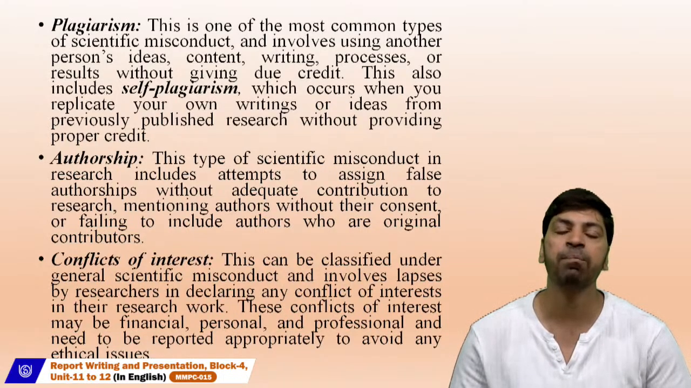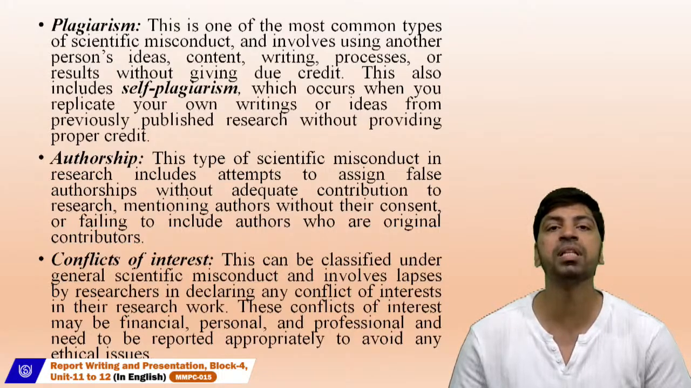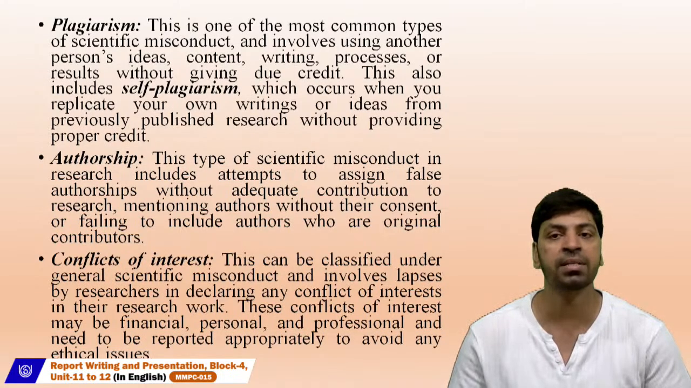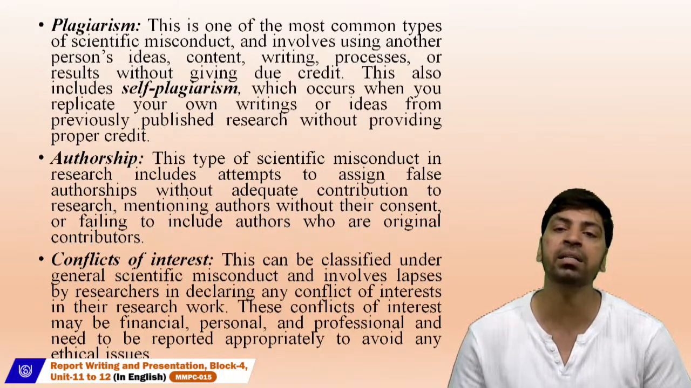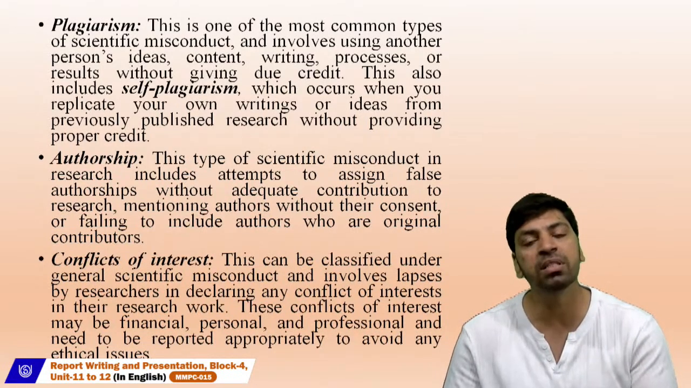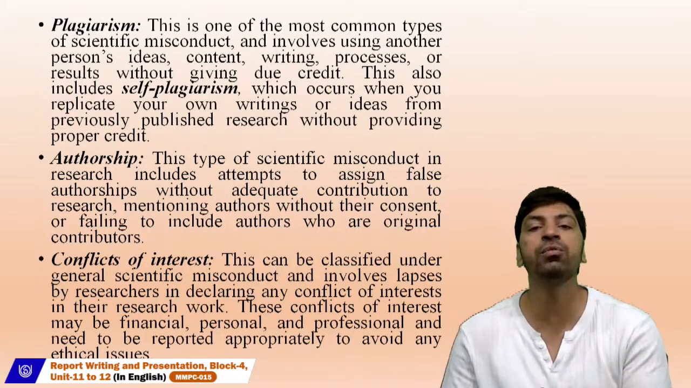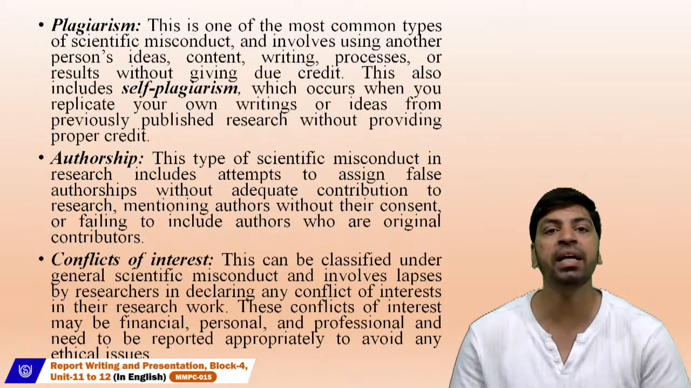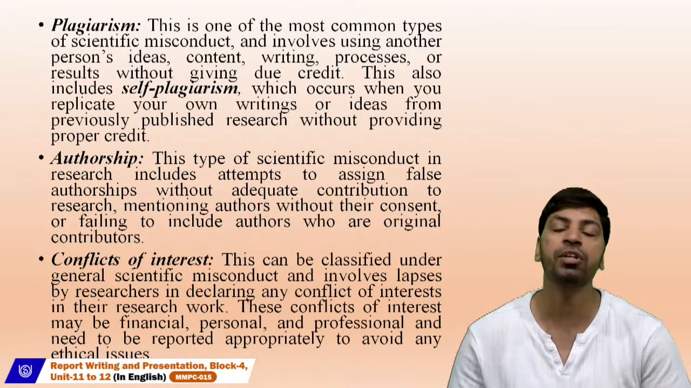Next one is plagiarism. Plagiarism is one of the most common types of scientific misconduct, and it is all about copying a person's ideas, thoughts, content writing, process, or results. That is also considered research misconduct. It also includes self-plagiarism, when you replicate your own writing. That means the articles that you have written and published, you are using the same content, same process, same equipment in your new study. That is called self-plagiarism, because you are not providing proper credit in your new study.